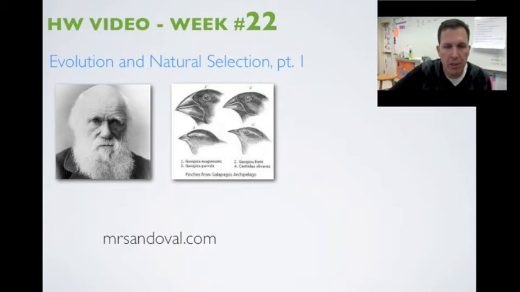Video, week number 22, Evolution and Natural Selection, part 1. So we're starting our new unit, and this is all about how organisms change over the history of the Earth. Okay, we looked at what organisms were around, but how have they changed? And here's a picture of Charles Darwin, and he's a scientist who's super famous, super important in coming up with this idea of natural selection. And here are pictures of some of the birds he studied on the Galapagos Islands, and we'll talk more about those in class. All right.